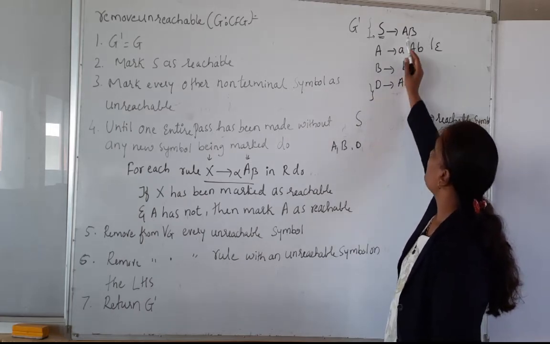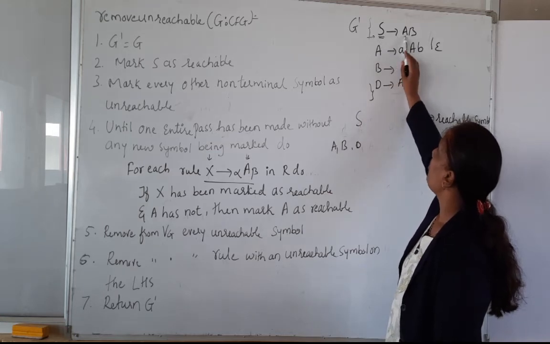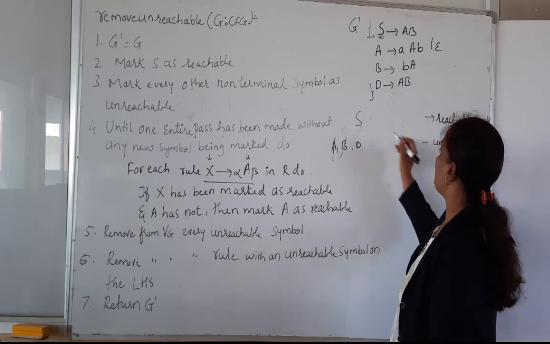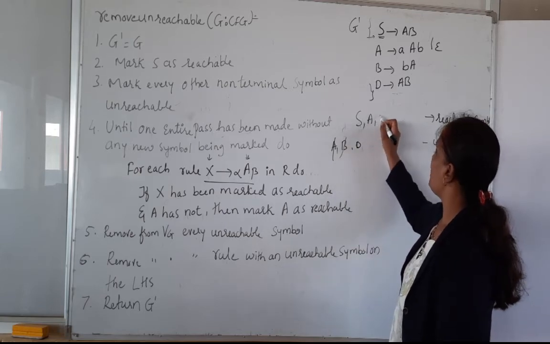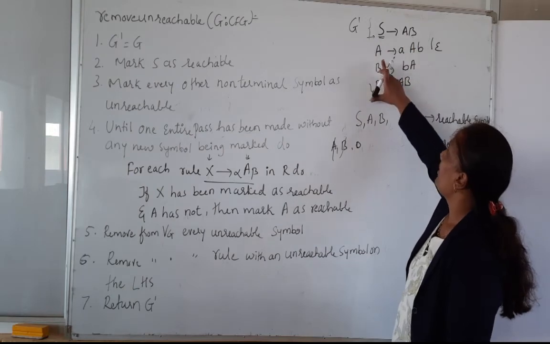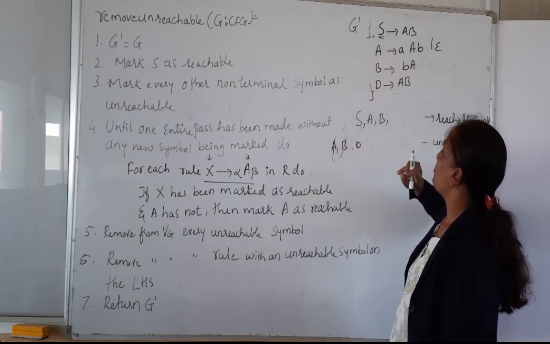Next, from S what can I reach? A and B. So I will mark A and B also as reachable. I will make an entry of this in the reachable list according to the first rule. So A is reachable, B is reachable.